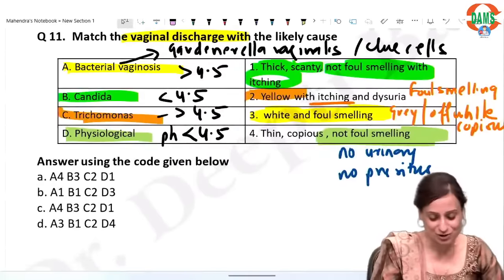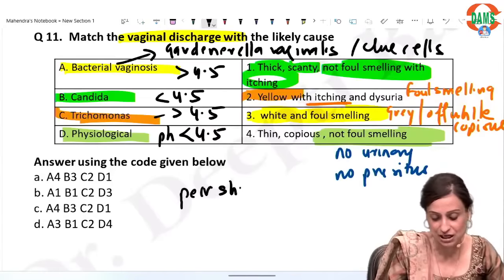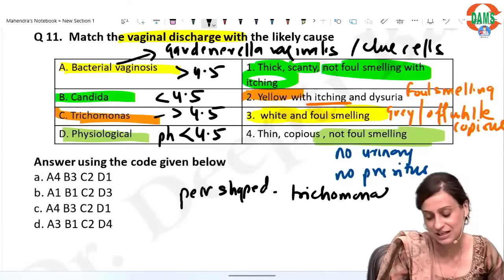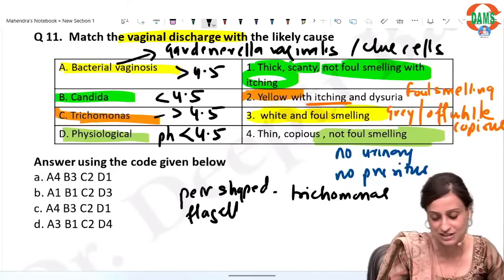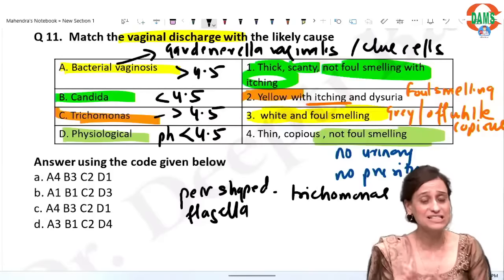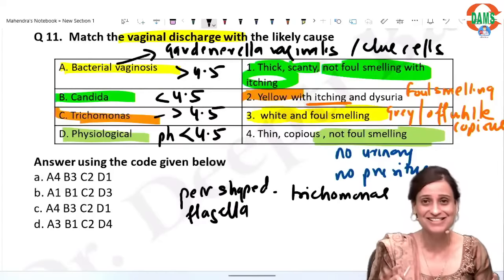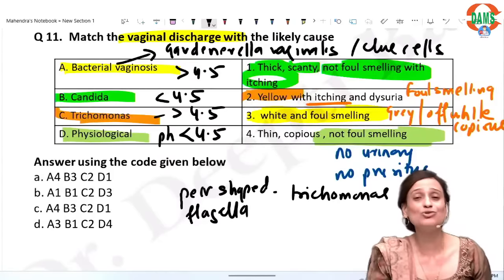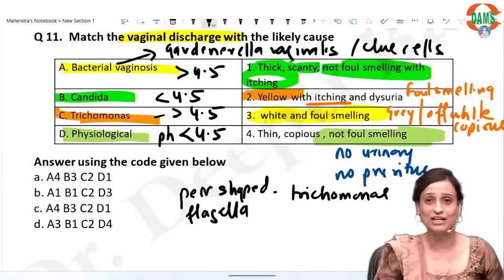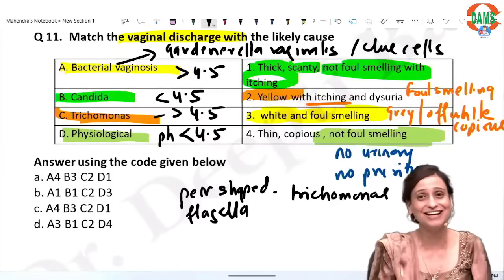Remember, trichomonas is a pear-shaped organism and you can actually see the flagella. So if you do a saline microscopy, you will see the flagella. If you are seeing clear borders of the cells, then it will not be clue cells. It's likely to be trichomonas. So use other hints in the clinical vignette.